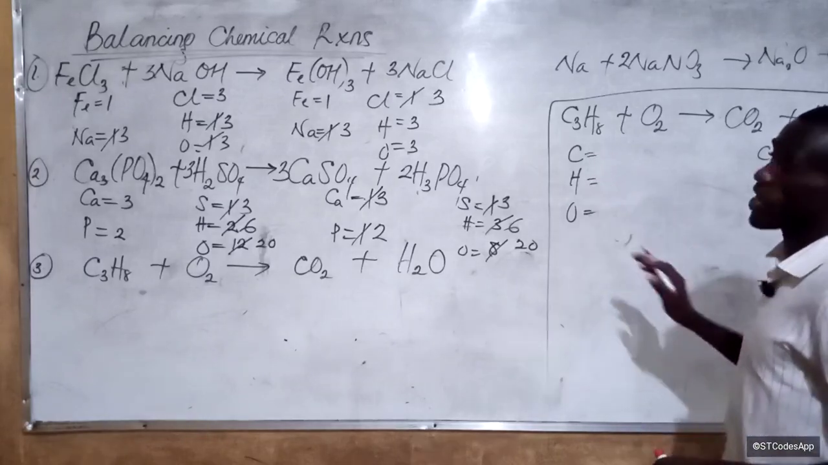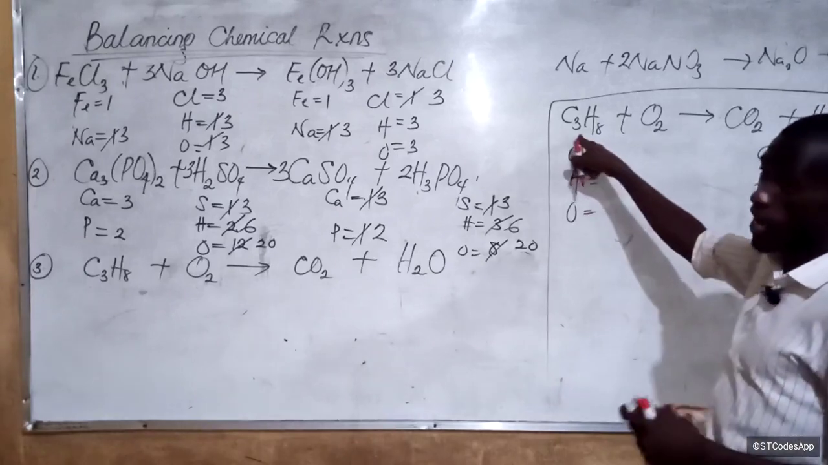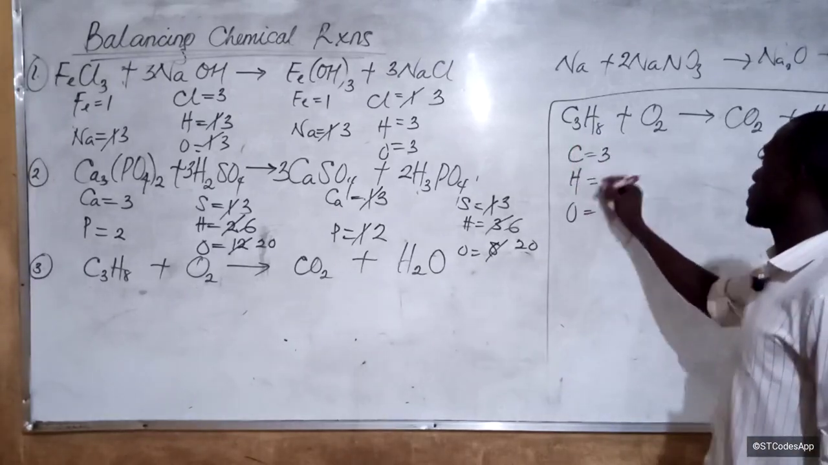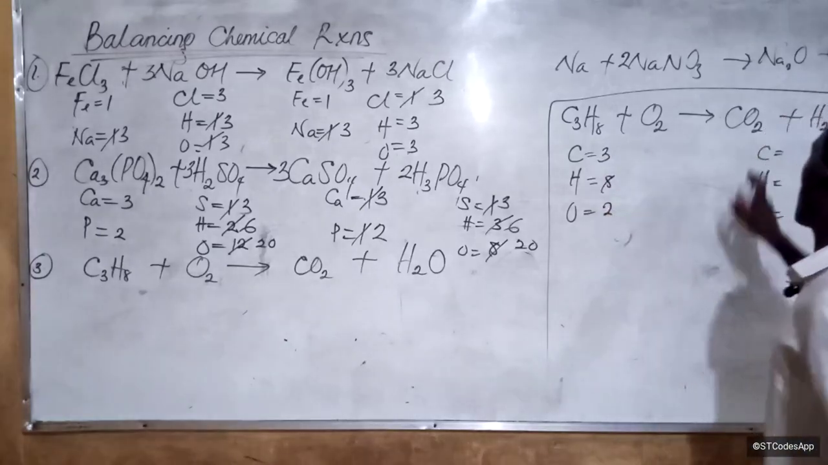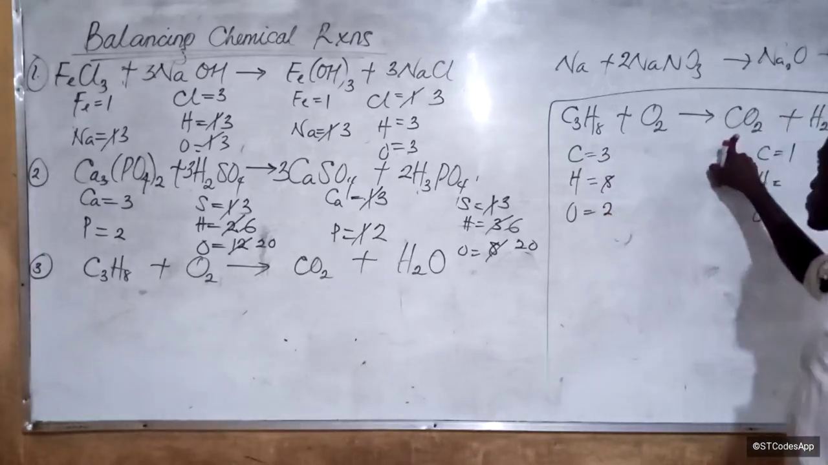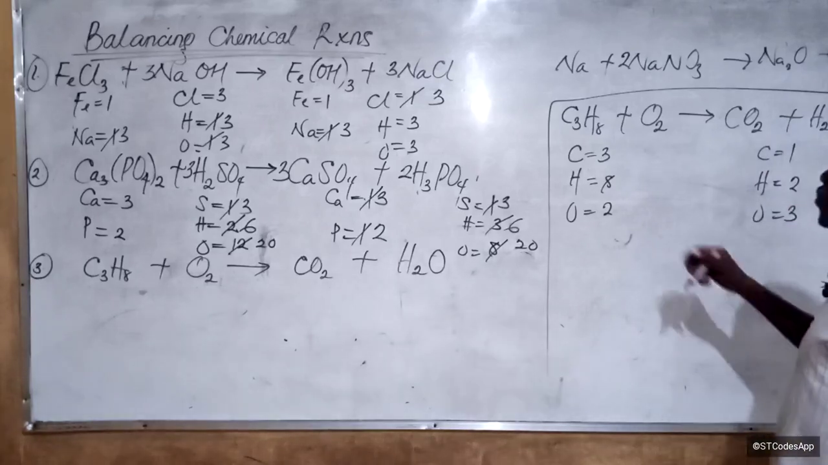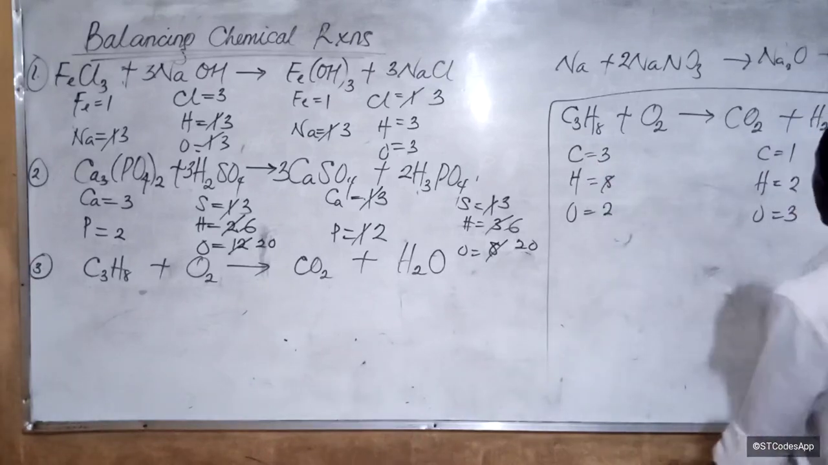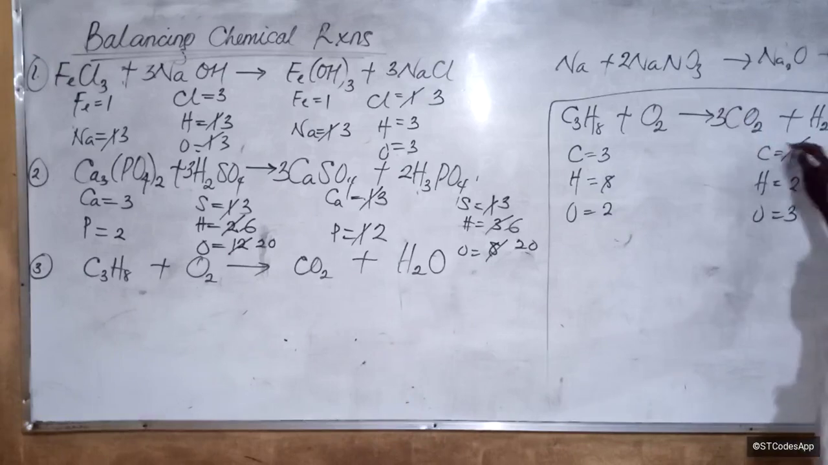Now look at what I am doing carefully. Now we are going to see how many carbons we have. We have 3. How many hydrogens? 8. How many oxygen? 2. Very easily spelled out. Carbon 1, hydrogen 2, oxygen 2 plus 1, that's 3. Is that okay? Now, since the carbon is 3 here and is 1 here, we come and add 3 here so that carbon becomes 3.